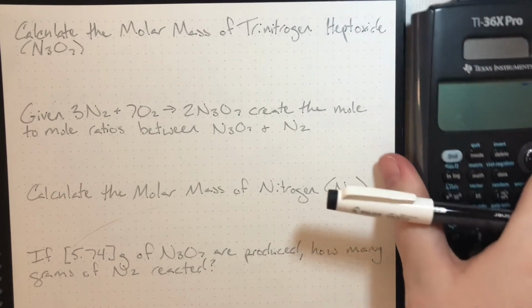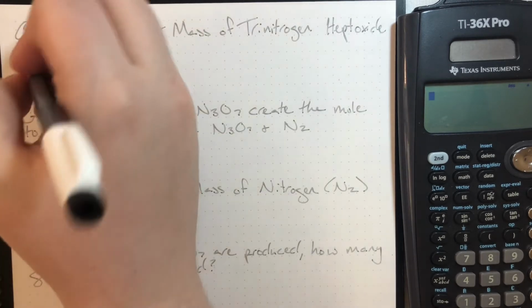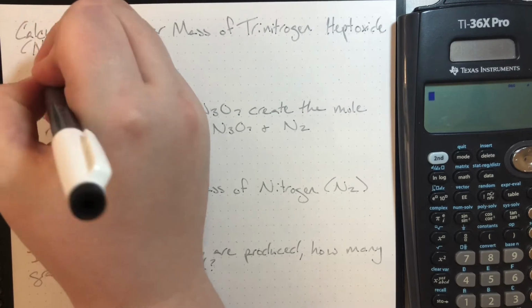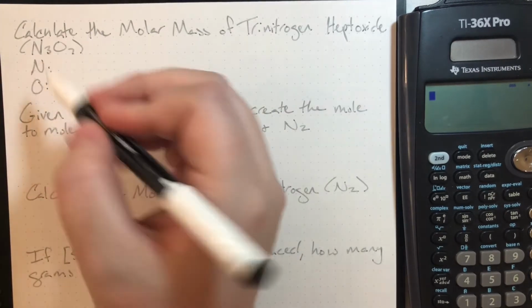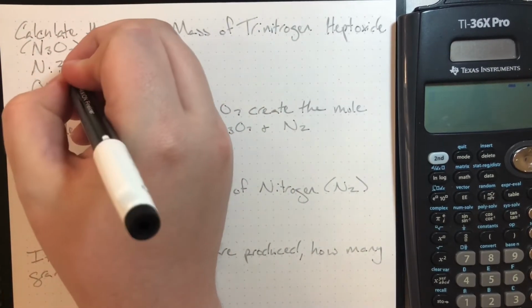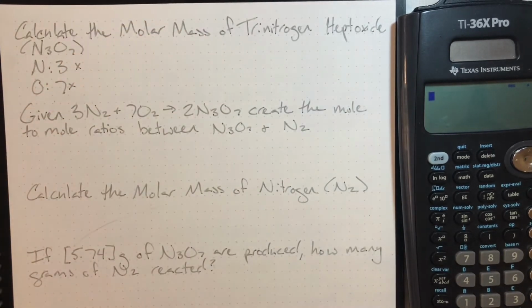Calculate the molar mass of trinitrogen heptoxide. First thing I'm going to do is go ahead and identify everybody that is present. That is going to be nitrogen and oxygen. Then I will account for how many of each I have. Nitrogen, I have a subscript of 3, so that means that I have 3 nitrogens. Oxygen, I have a subscript of 7, so I have 7 oxygens.